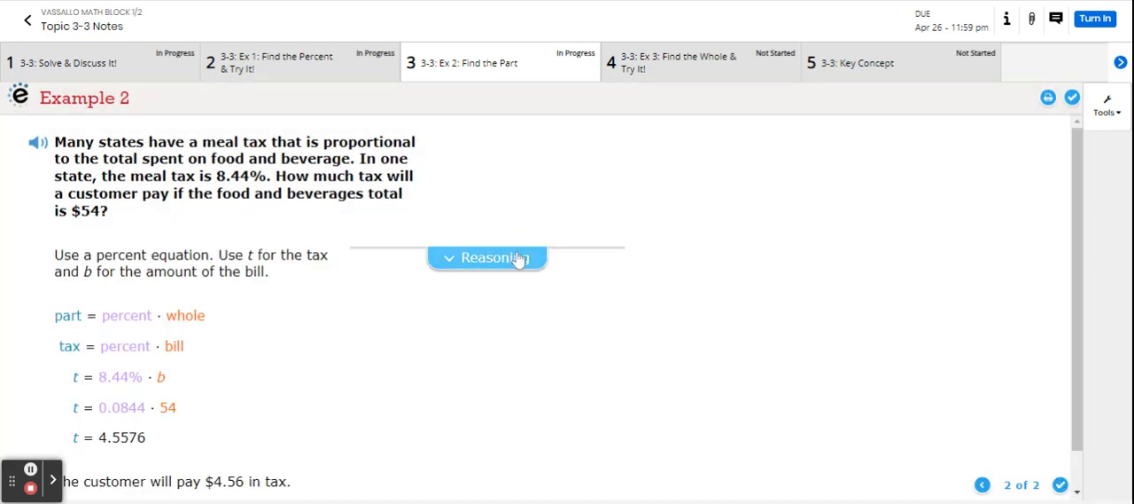All right, so the part is equal to the percent times the whole, which is the tax is equal to the percent times the bill. So your tax is equal to 8.44% times the bill. We're going to convert that to 0.0844, and that is going to get multiplied by $54, which is the total amount. So when you do that in your calculator, because there's no inverse operations here, 0.0844 times 54, you're going to get this long decimal here. Just remember that money is only 2 decimal places, so you are going to have to round for your answer, and that's where you get the $4.56.